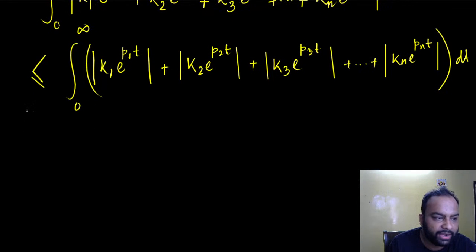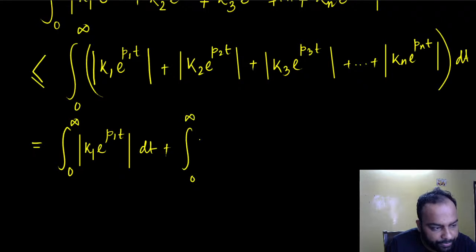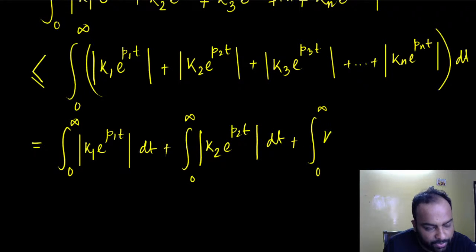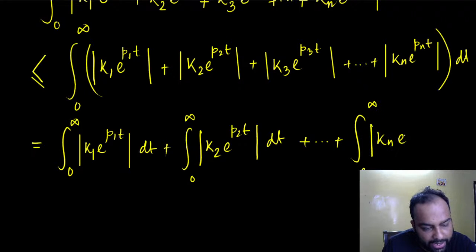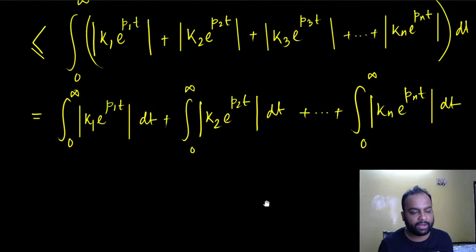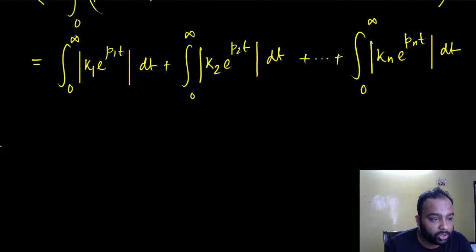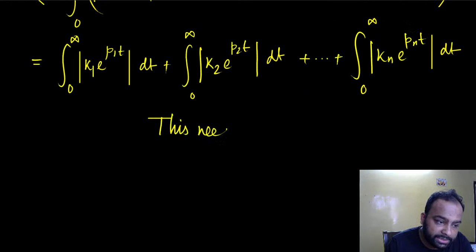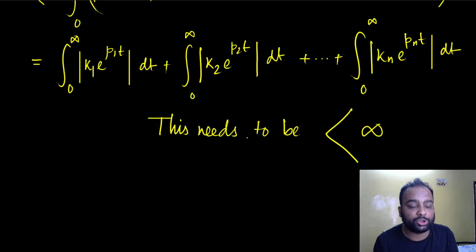Now I can split this integral into different parts. This is going to be equal to the integration from 0 to infinity of mod k1 e to the power p1t dt, plus the integration from 0 to infinity of mod k2 e to the power p2t dt, plus dot dot dot, plus the integration from 0 to infinity of mod kn e to the power pnt dt. That's the integral of g(t). So this needs to be less than infinity. The point being that this entire sum has to be less than infinity.